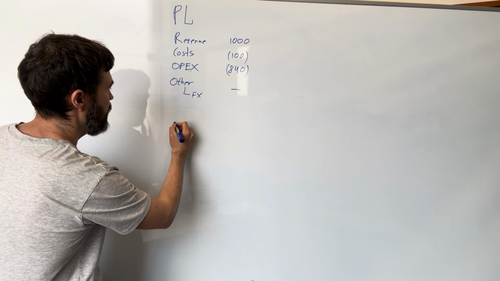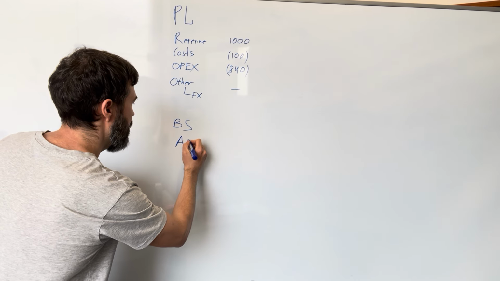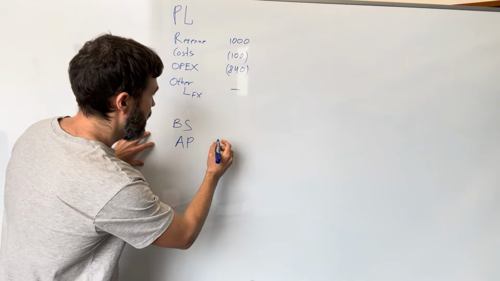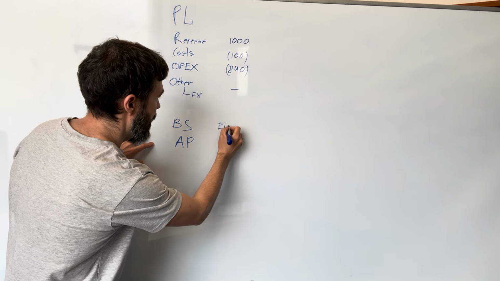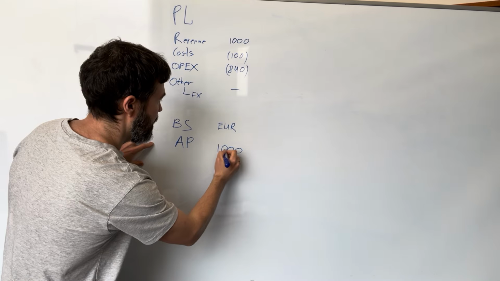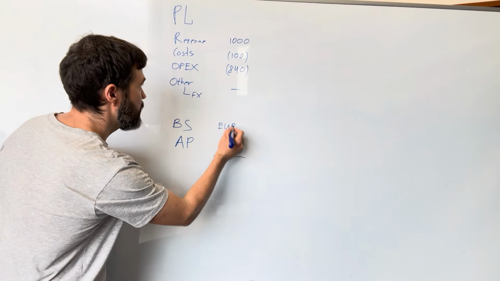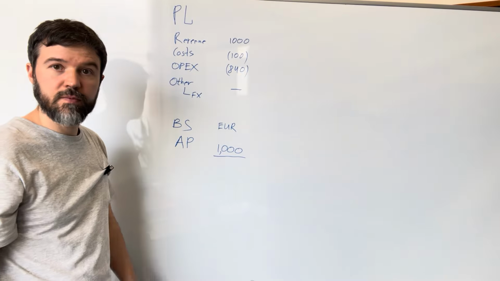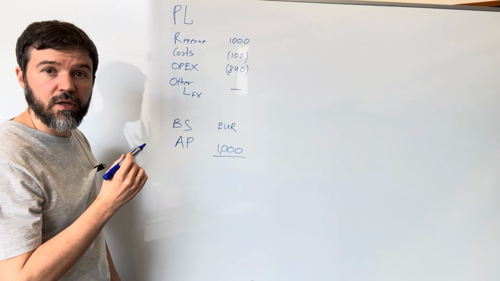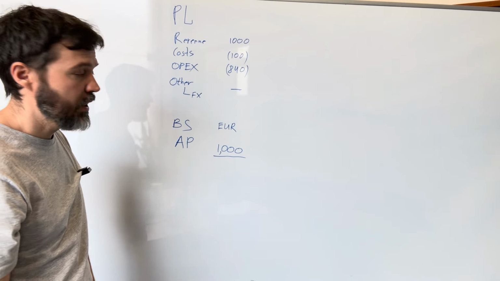For example, if you have at your balance sheet accounts payable in currency, assume it's euro, and you have 1 billion euros payable, that might cause you a huge FX difference. How does this FX difference appear? What's the reason for that FX difference?